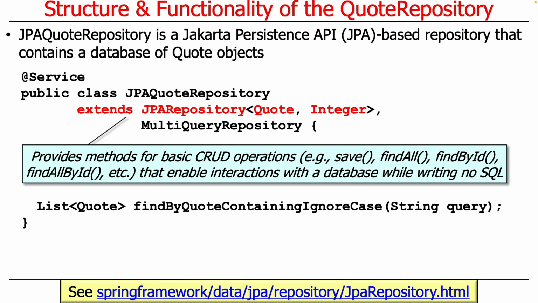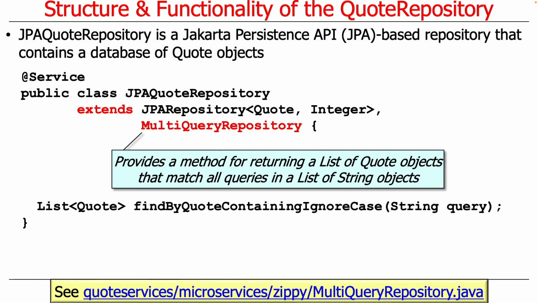And the JPARepository is a nice little facade that abstracts away from a bunch of basic create, read, update, and delete operations like save and find all and find by ID and find all by ID and so on that enable interactions with a database, which could be in memory or could be persistent, while having to write little or no SQL. We'll see that we can mostly write no SQL. We have to write a little bit of code to get SQL. We'll talk about that in a second.